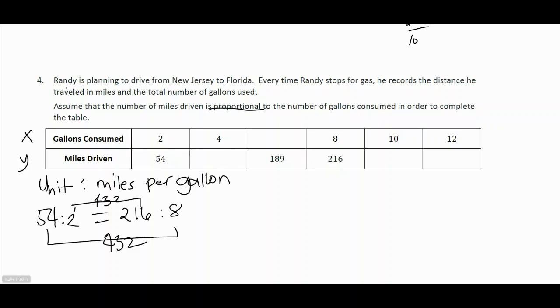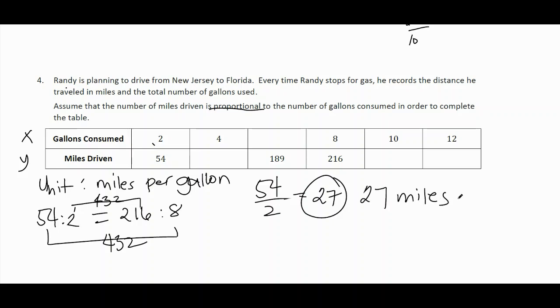So how do we find the miles driven? Basically, you need to multiply it to what? Is it going to be 54? No. Why not 54? Because it says here it's 2 gallons, right? So what we need is miles per gallon. So it means it should only be 1 gallon. So how do we find that? Let's get this one. 54 over 2. So 54 divided by 2 is 27. So it means there is 27 miles driven per gallon.